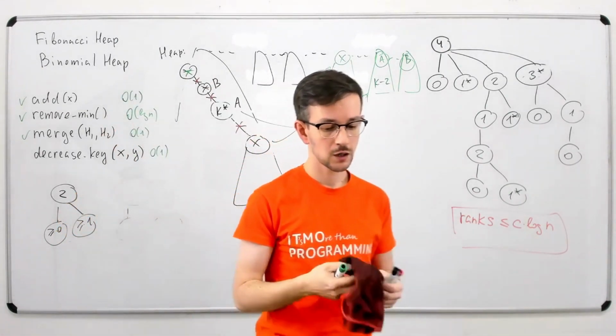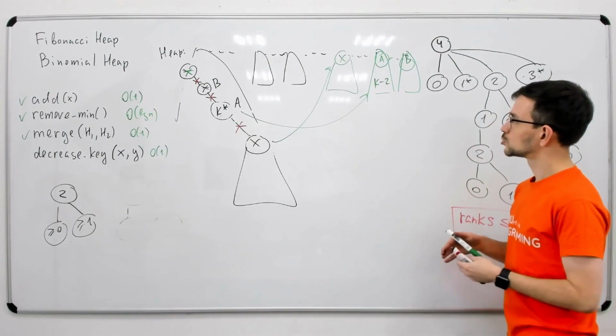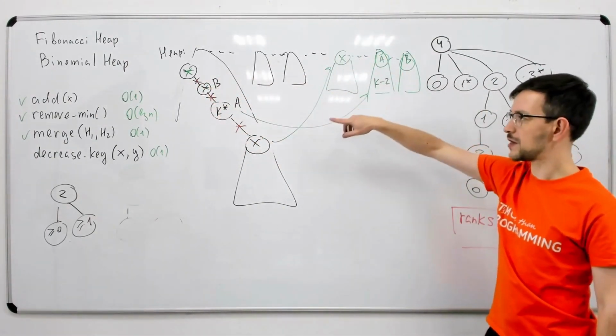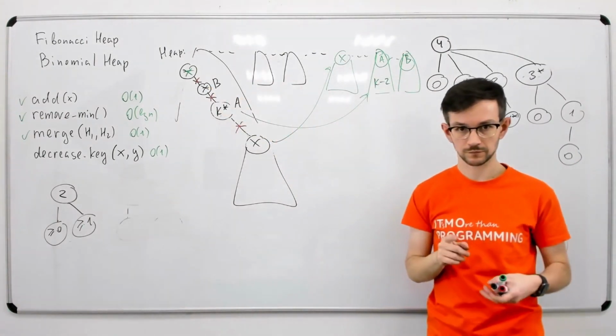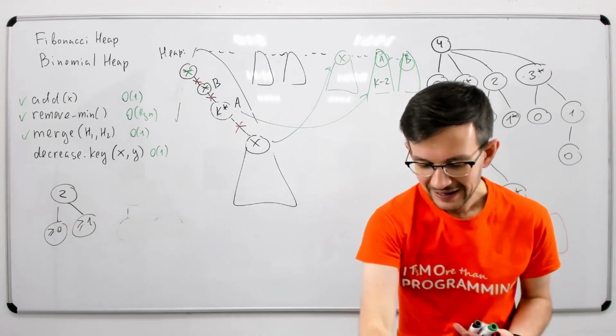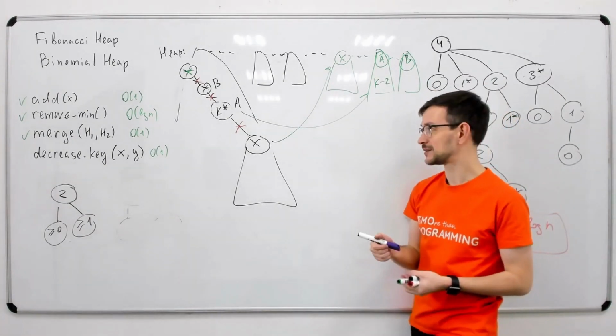That's all. So we moved all these vertices to the root list and removed these marks. Good. Now, finally, let's calculate the time complexity.